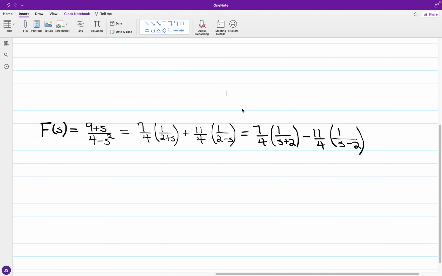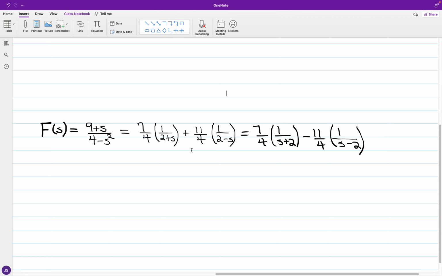Okay, for the next Laplace transform, we have 9 plus s all over 4 minus s squared. And for 4 minus s squared, now you're going to have a difference of squares, which will factor out to 2 plus s and 2 minus s. And to make things Laplace transform friendly, first of all, with partial fraction decomposition, and this is from Calculus 2, your a value will be 7/4 and your b value will be 11/4. So we will have 7/4 of the reciprocal of 2 plus s, followed by positive 11/4 of the reciprocal of 2 minus s.